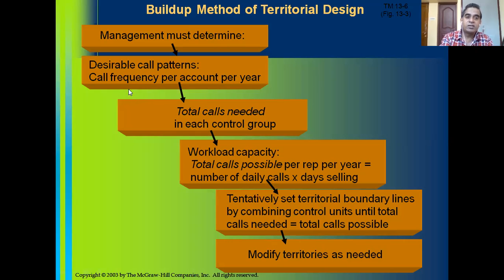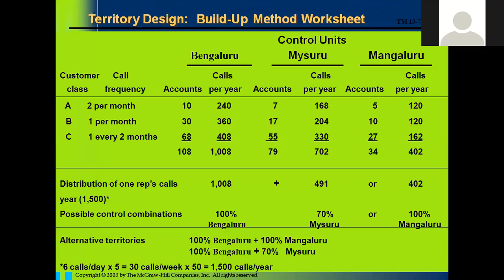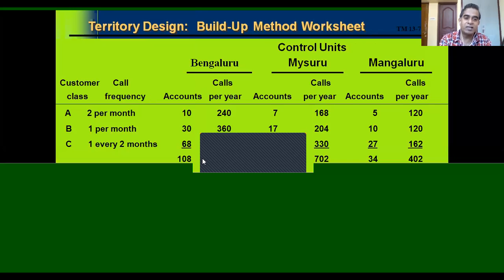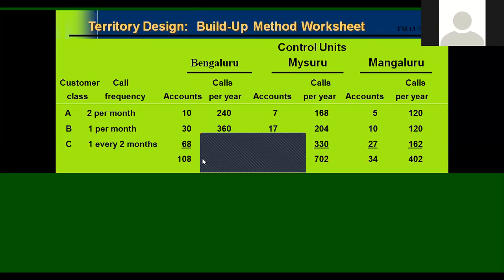Sir, can you please go back to the previous slide, sir? Here you just told that only for the C category customer, 1 call every 2 months. Sir, can it be converted into 1 call per month? What you are asking is not possible. I will tell you why; it will be answered in the end.